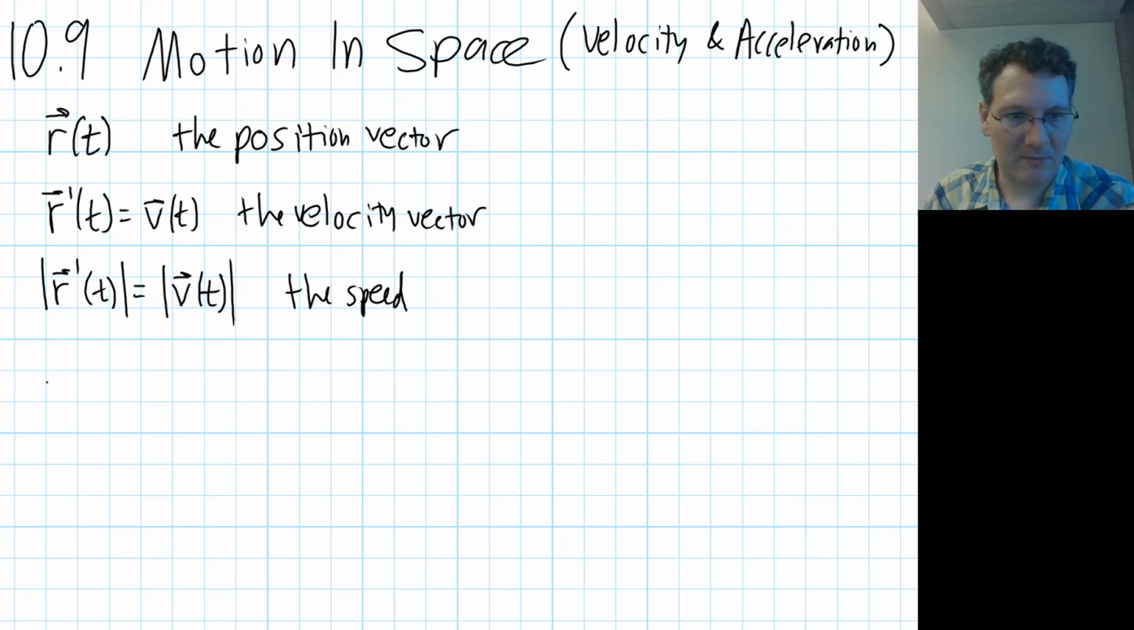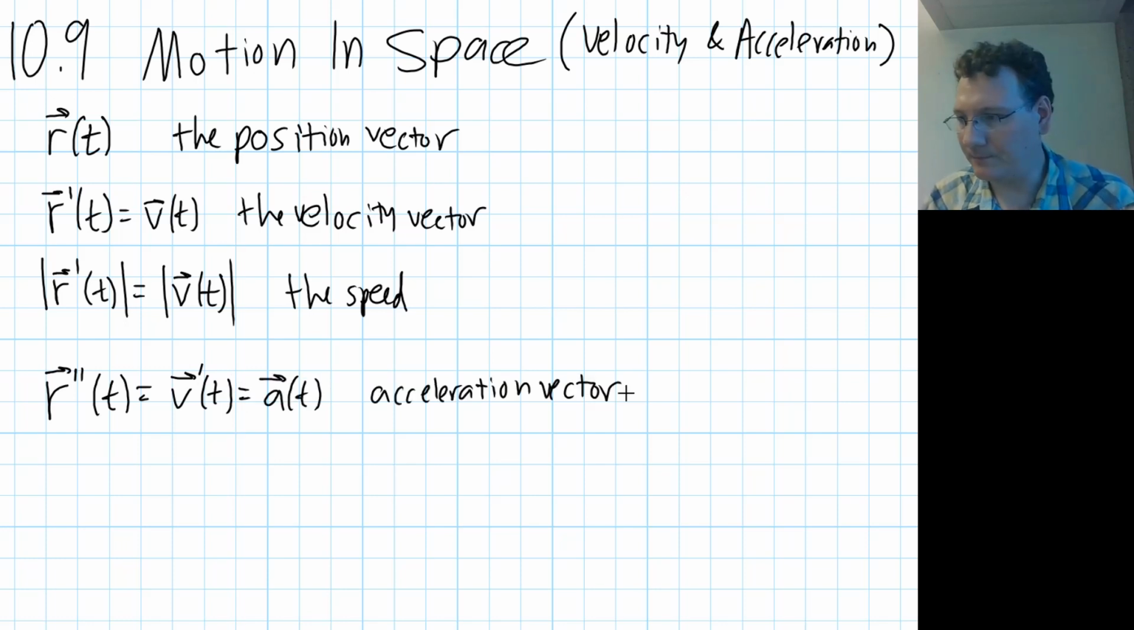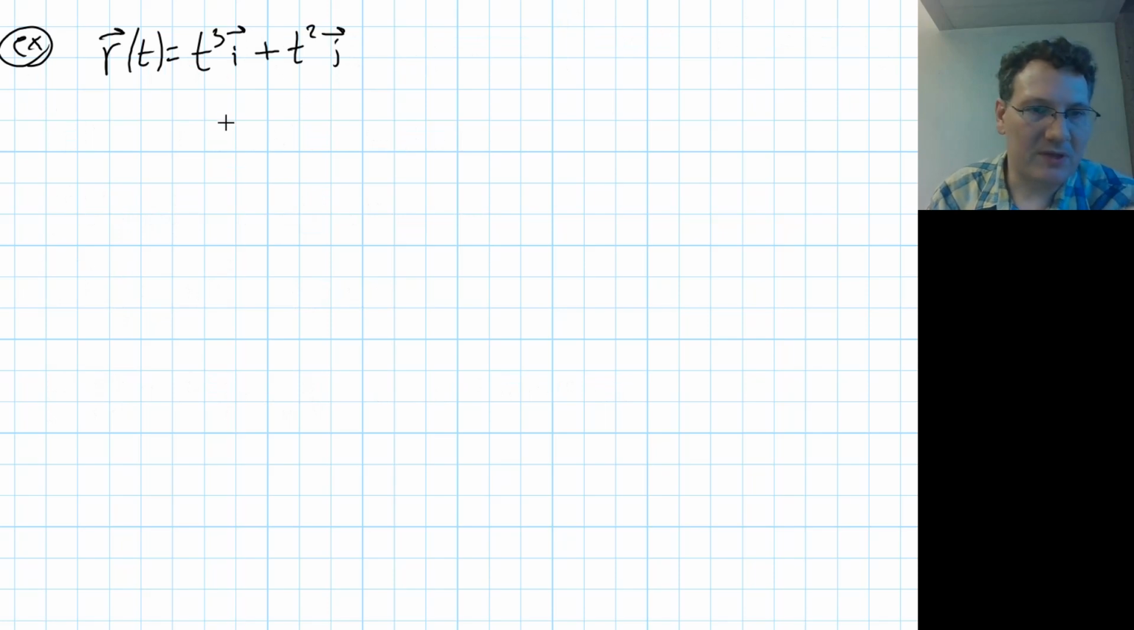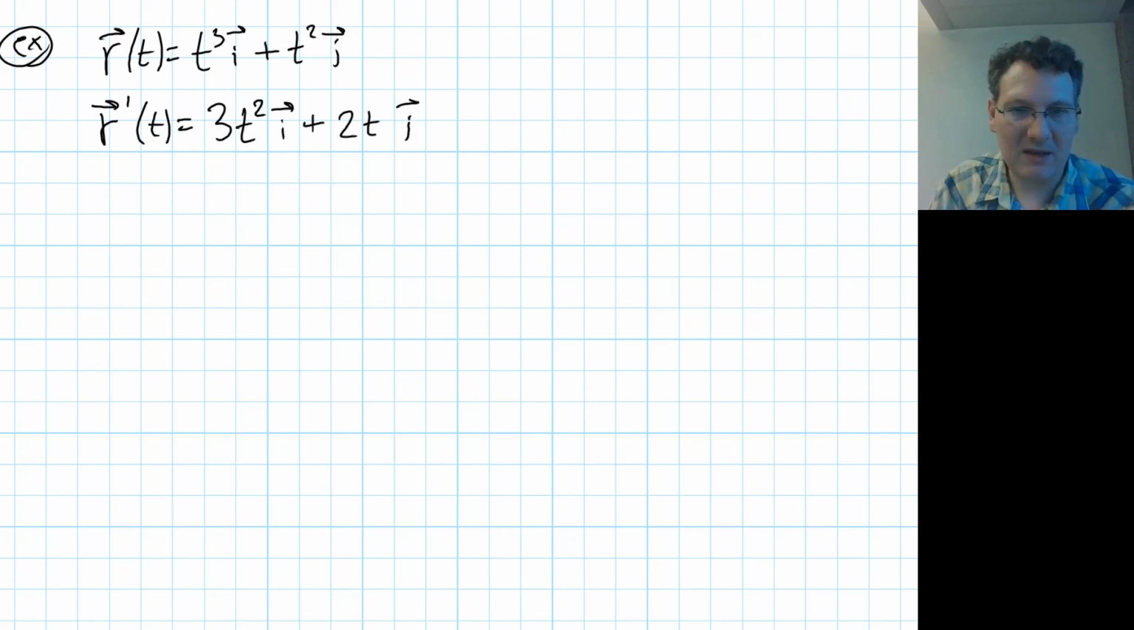If we take the second derivative, which is the same as the first derivative of the velocity, we call that acceleration. Okay, so let's take an example. Let's suppose some object is moving around with a position vector t cubed i plus t squared j. The first derivative, the velocity, is 3t squared i plus 2t j. The second derivative is 6t i plus 2j.